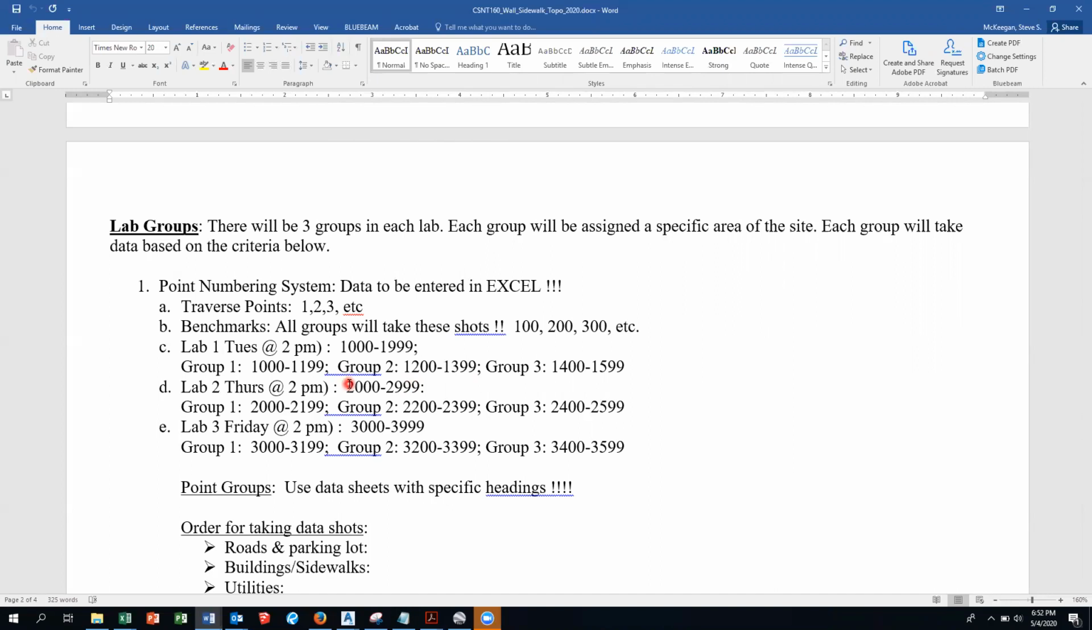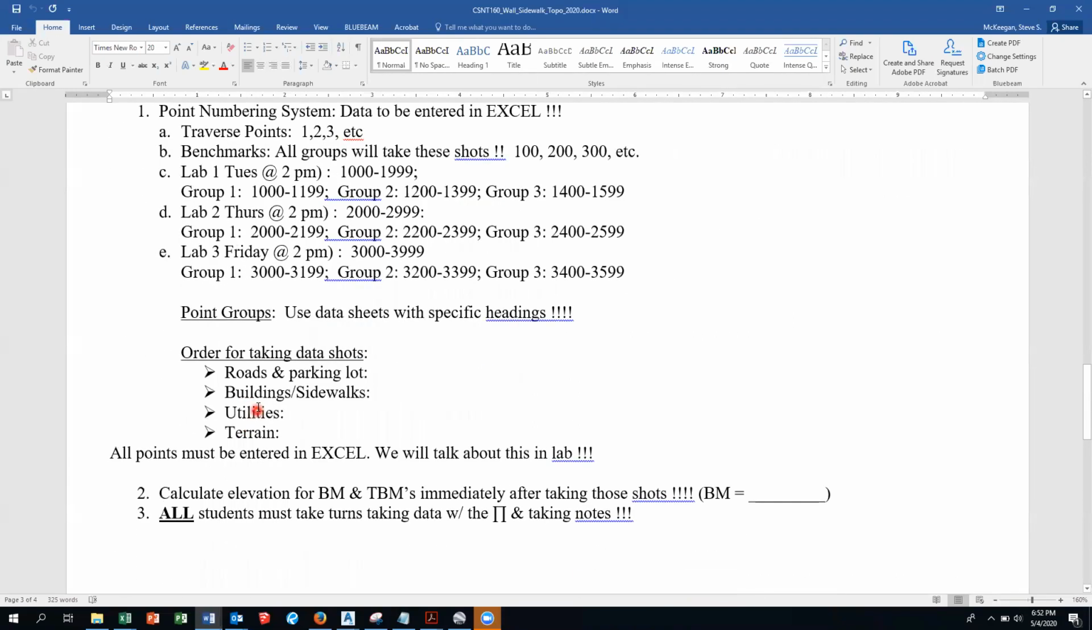And so each group is going to be assigned kind of a number system. Like group 1, all your shots will be 1,000 till 1,200, group 2, 1,200, and so on. This is based on the old lab schedule, and that'll be changed.